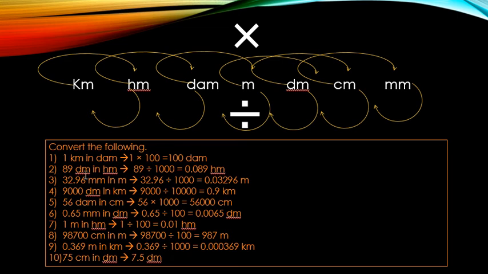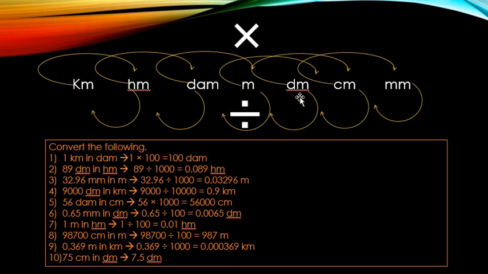Now we have the question 89 dm in hm, decimeter in hectometer. So we will go to the left hand side, 1, 2 and 3 times, right? Three times to the left hand side. When you go to the left hand side, you have to divide. When you go to the right hand side, you have to multiply. You have to be very clear with this: when you go to the left side, you have to divide, and when you go to the right side, you have to multiply.